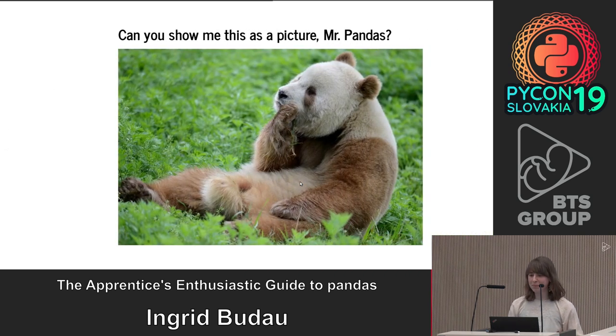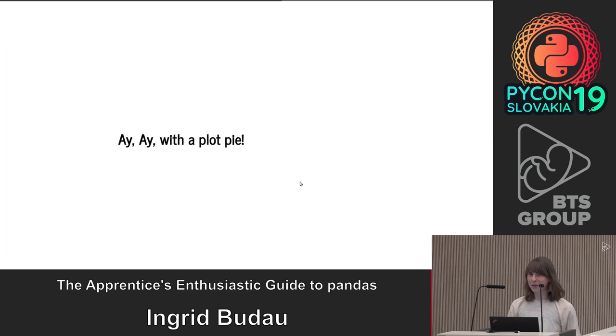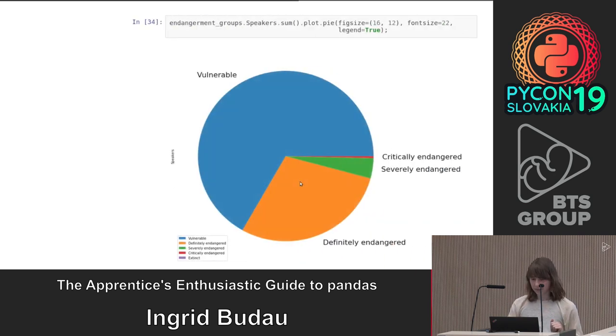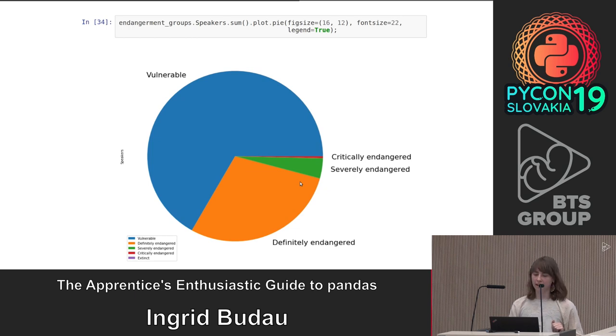Can you show me this as a picture, Mr. Pandas? Aye, with a plot pie. First, we remove the extinct category. We will use again the filter that we spoke about because there are so few speakers that it kind of messes up a bit our plot. And this is how it looks like. So the vulnerable and the definitely endangered have the most speakers.